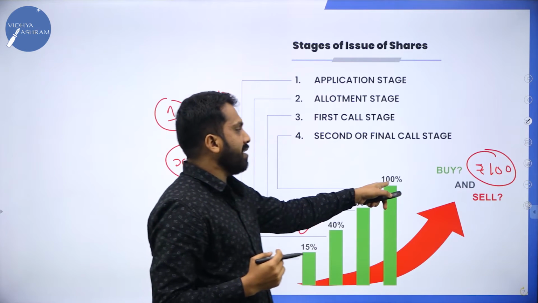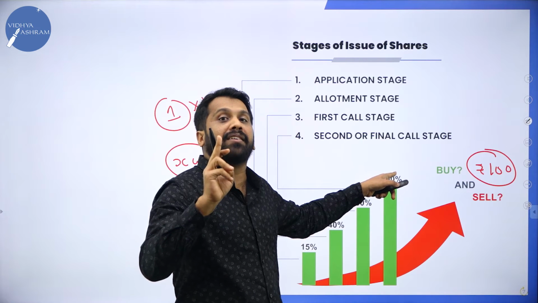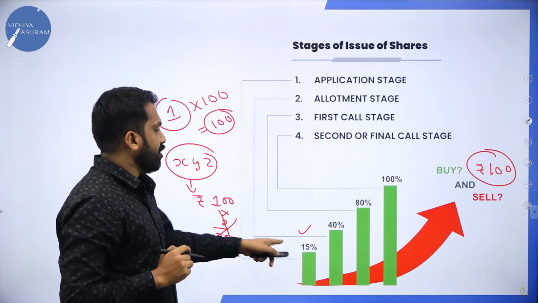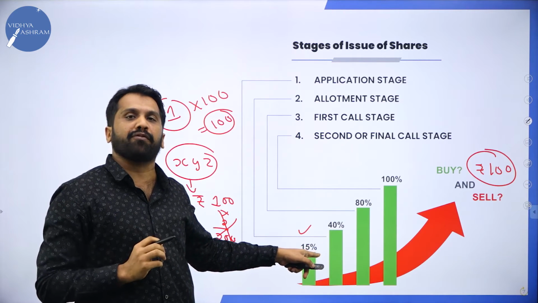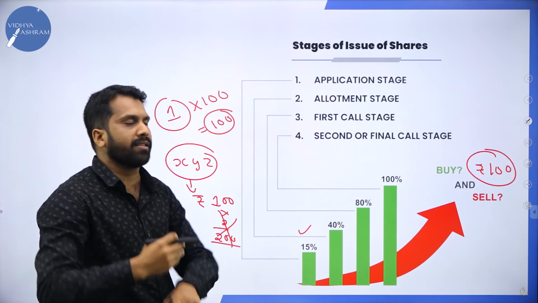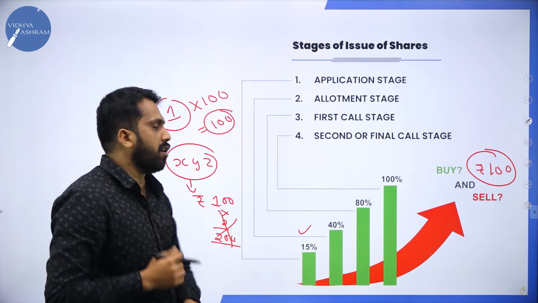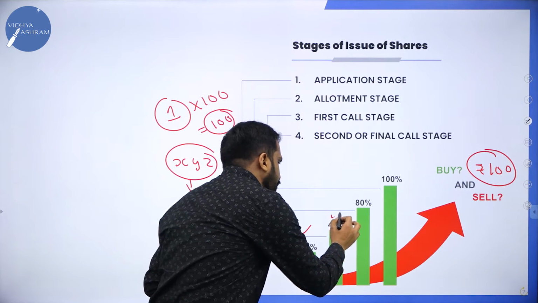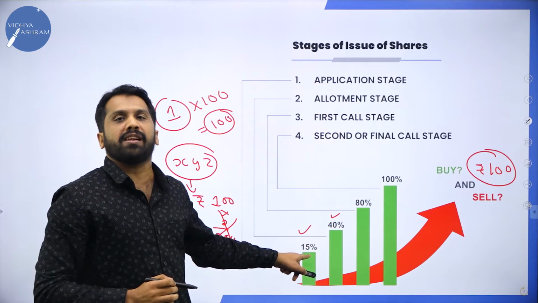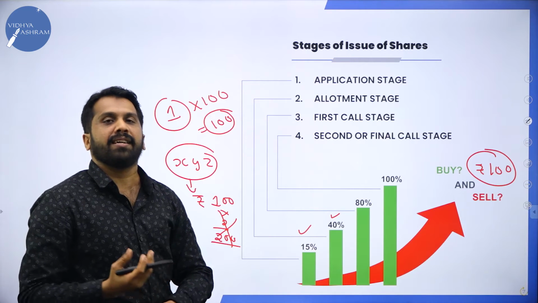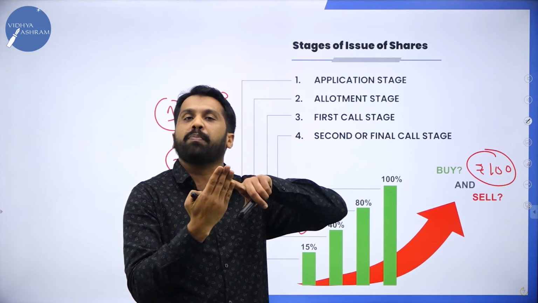What is the total price? Remember, it is 100 rupees per share. At the time of application, how much will I pay? 15. After 1 month, they will allot, meaning they will sanction. Then how much will I pay? 40. Already I paid 15, so the difference 25 I will pay. Then it will be 40 that I have paid.